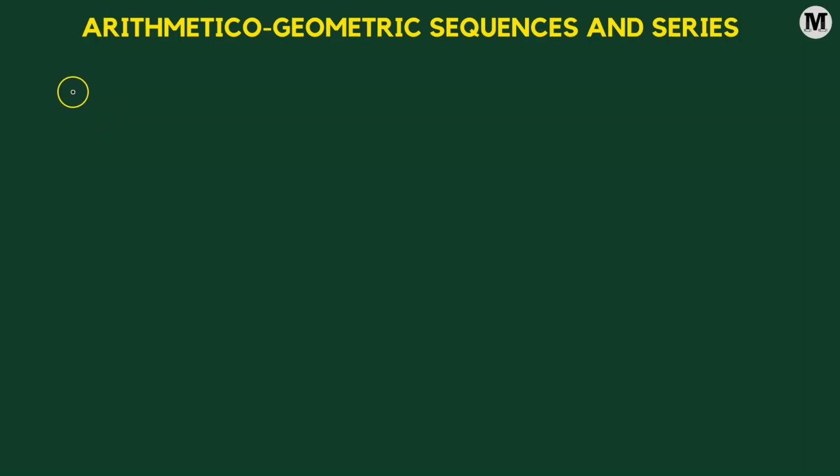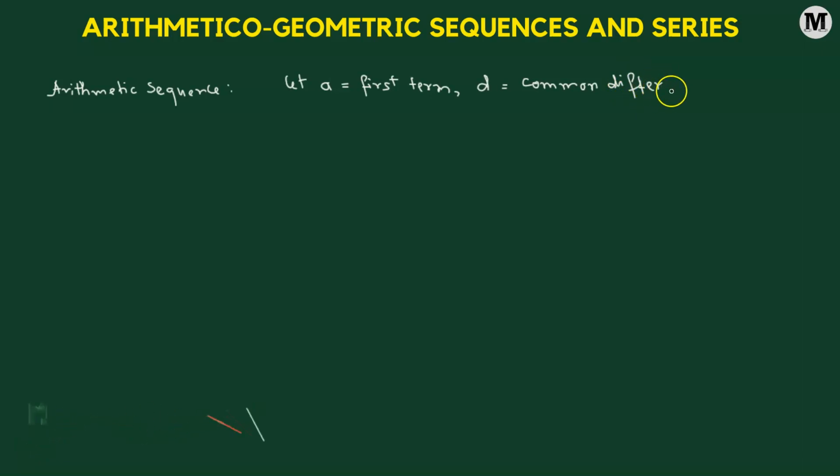Let us consider an arithmetic sequence. Now, in order to define an arithmetic sequence, we need a first term and we need the common difference. So let us suppose that A represents the first term of the sequence and D is the common difference. Now, how to define the common difference?